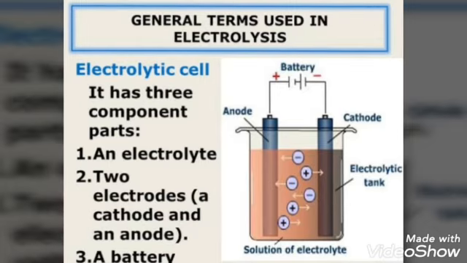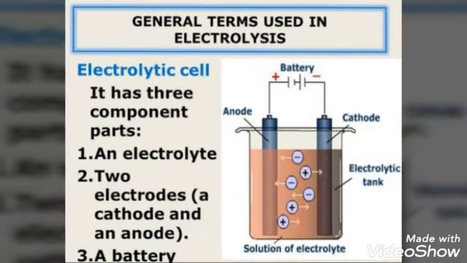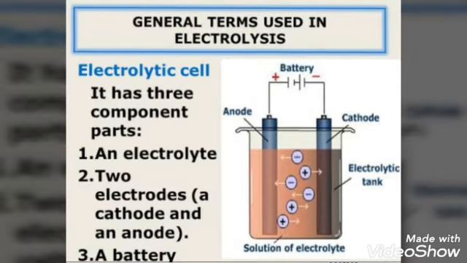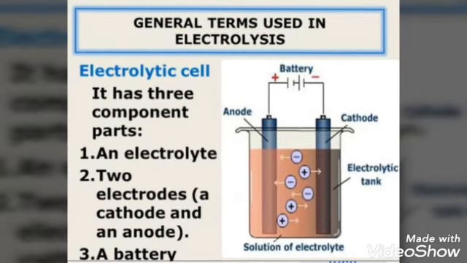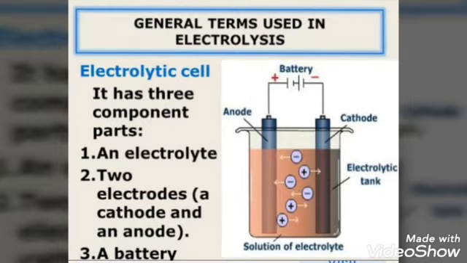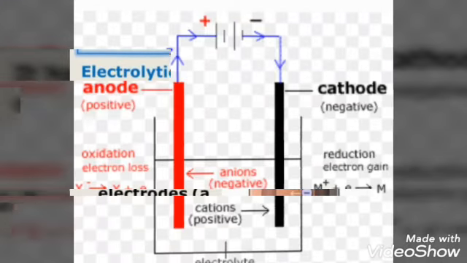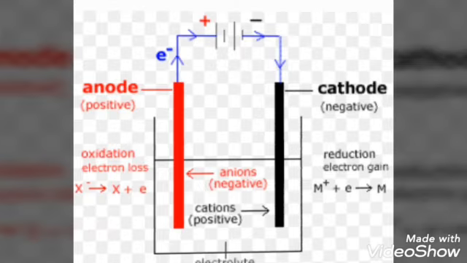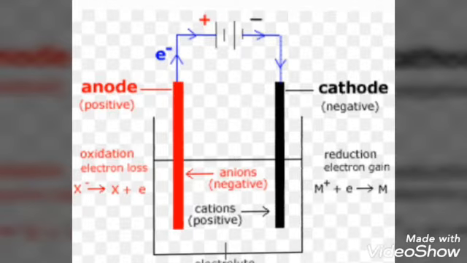First one is an electrolyte, which is taken in molten or aqueous state, two metal rods or graphite rods which act as electrodes, and a source of current which is generally a battery. The electrode which is connected to the positive terminal of the battery is called anode, and the one which is connected to the negative terminal of the battery is called cathode.